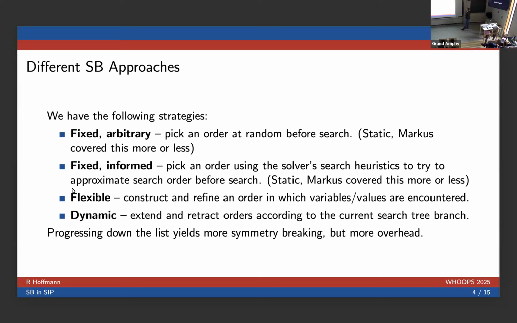The next 2 are things that are happening during search, specifically for flexi, or flexible. We're constructing an order as we go along through search, and we're going to use that order throughout once we're happy with it. And for dynamic, we're actually going to extend and retract an order, so we're going to start creating it as we go along through search. If we start backtracking, we're going to start removing things out of our order and keep adding to it when we go down a different branch. The further down we go, the more overhead we get in calculation.